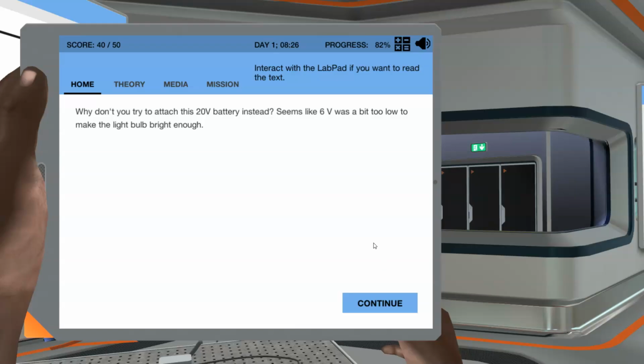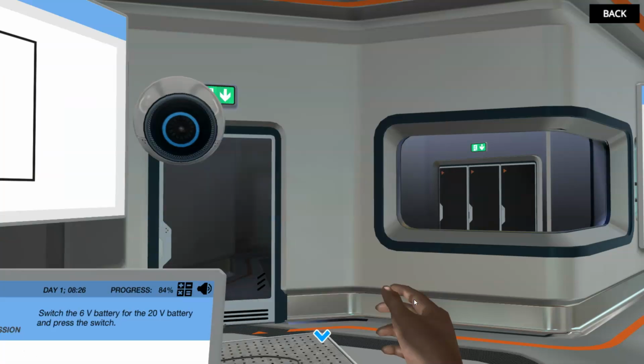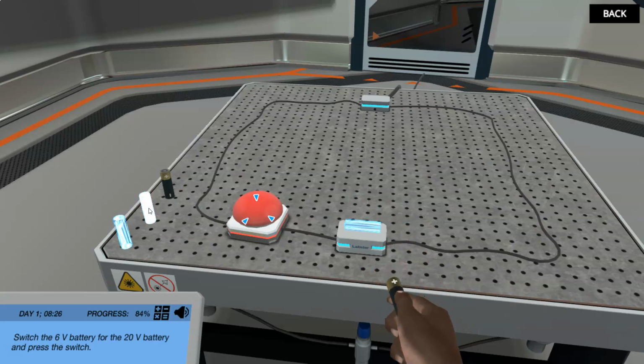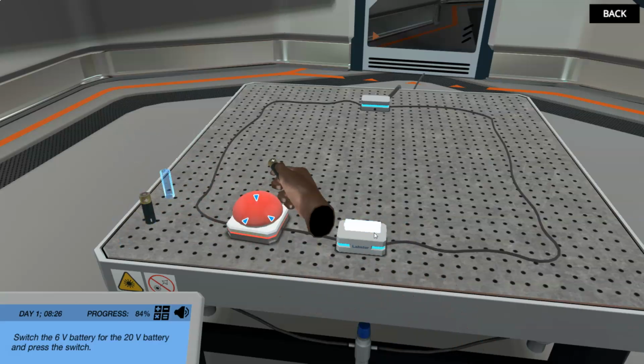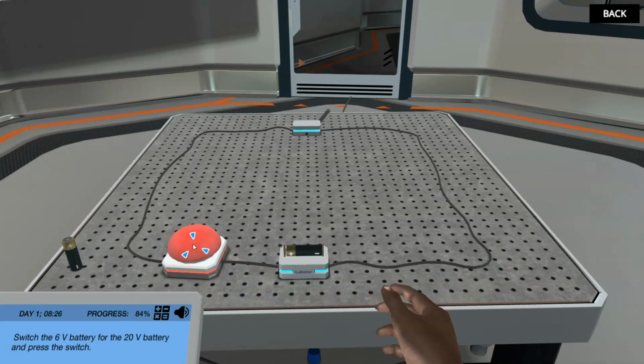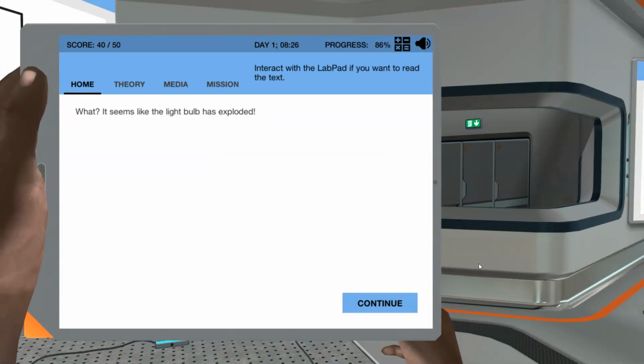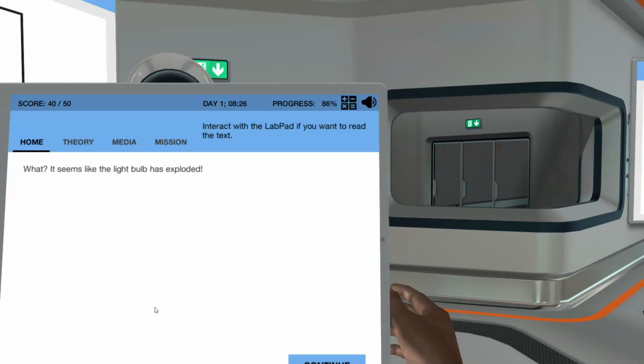Why don't you try to attach this 20 volts battery instead? Seems like 6 volts was a bit too low to make the light bulb bright enough. Switch the 6 volts battery for the 20 volts battery and press the switch. What? It seems like the light bulb has exploded.